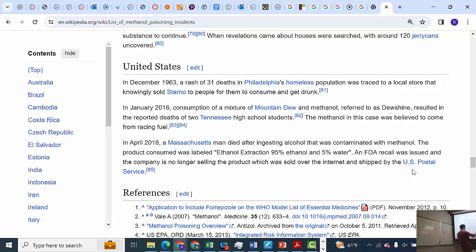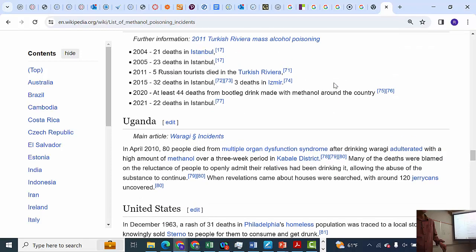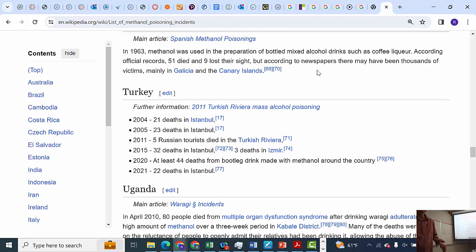So an FDA recall was issued, and the company is no longer selling the product, which was sold over the internet and shipped by the U.S. Postal Service. So it's still happening today. I think it was like 3 years ago in Chile, there were a whole bunch of deaths reported. These don't see much press, but they're continuing to happen.